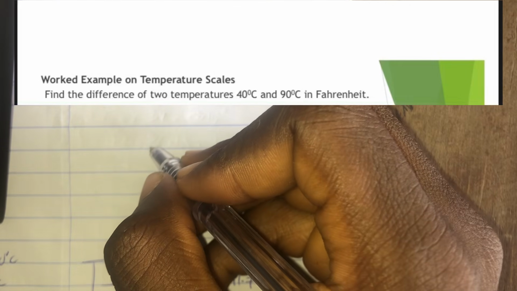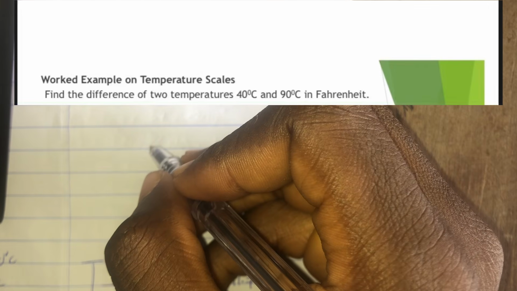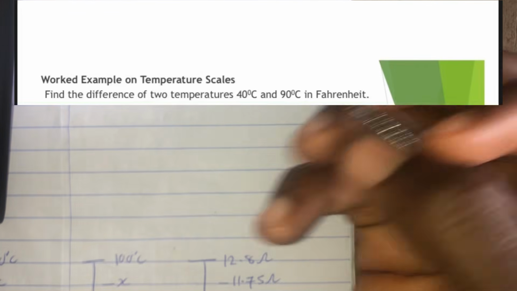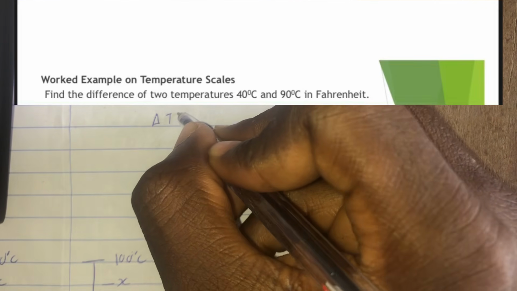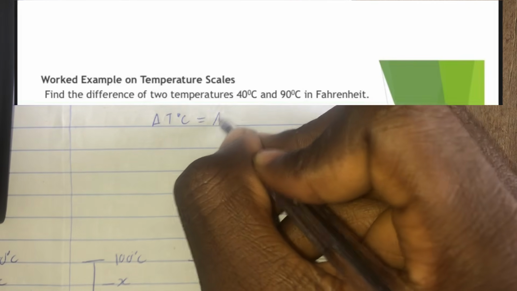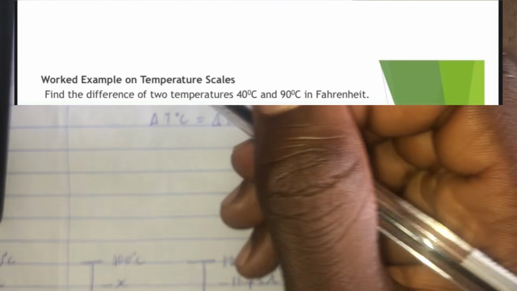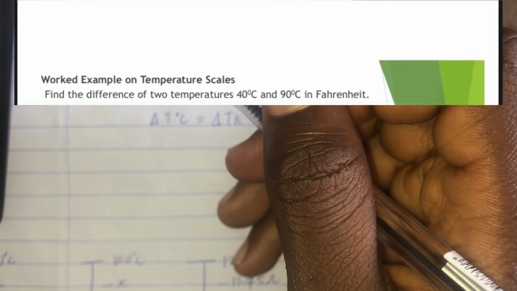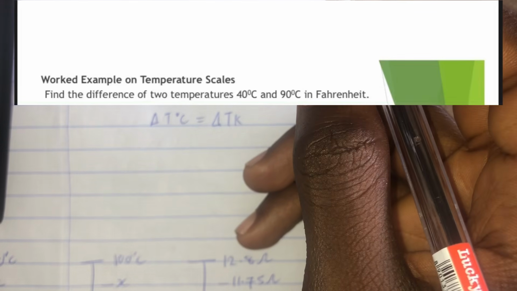They said find the difference of two temperatures, 40 degrees Celsius and 90 degrees Celsius, in Fahrenheit. Before I solve this question, let's recap what we know. The difference in temperature in degrees Celsius is equal to the difference in temperature on the Kelvin scale. They are equal. So 50 minus 40 degrees Celsius will give you 10 degrees Celsius.